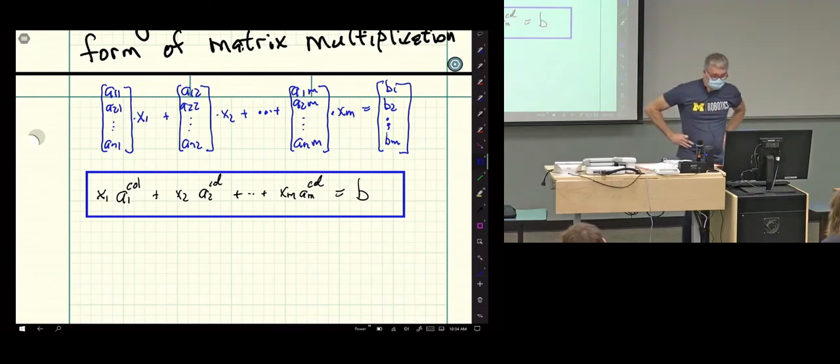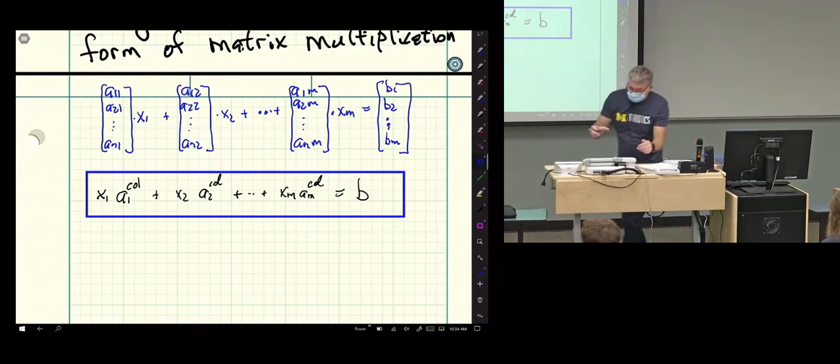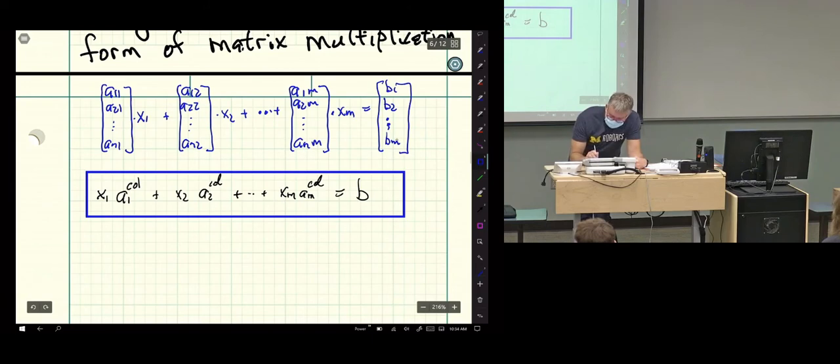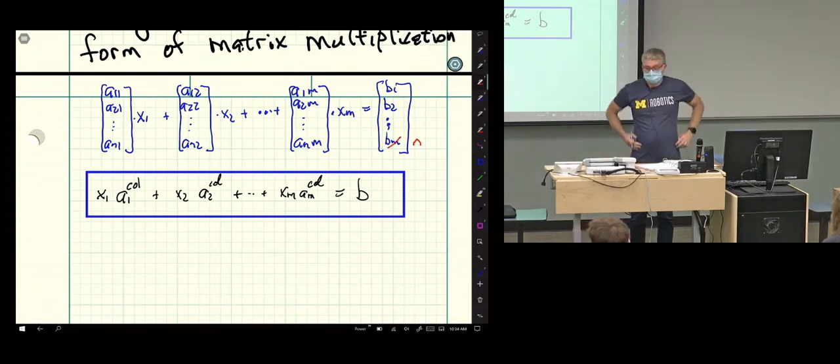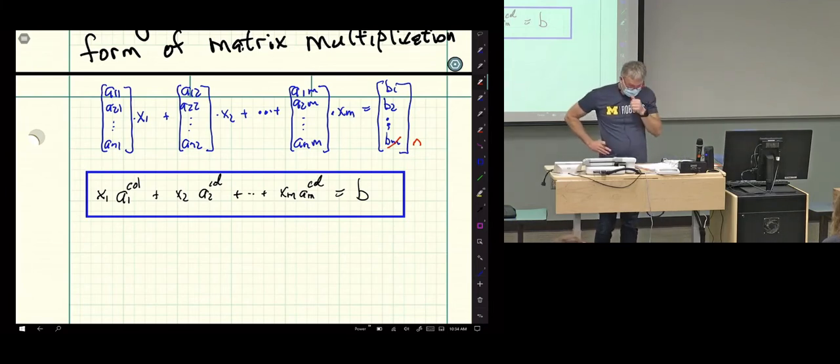Question? It should be Bn instead of Bm. Bn, yes. Yes, there's n components in B. My mistake, yep. m is the number of columns, n is the number of rows.